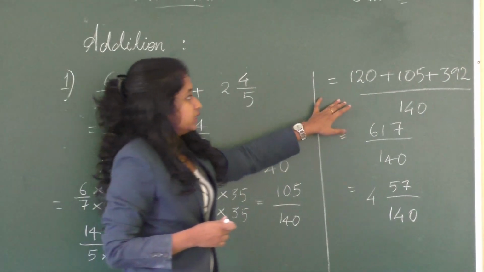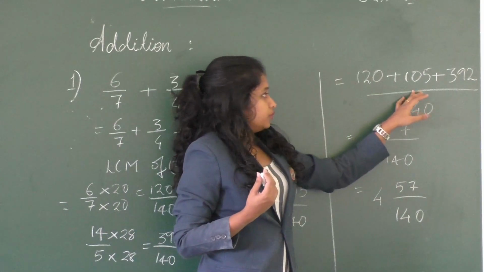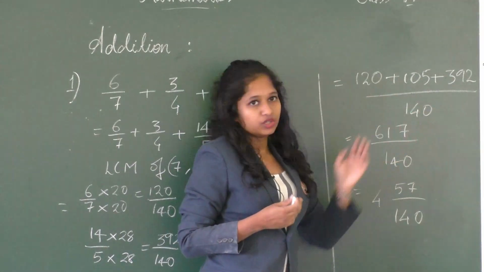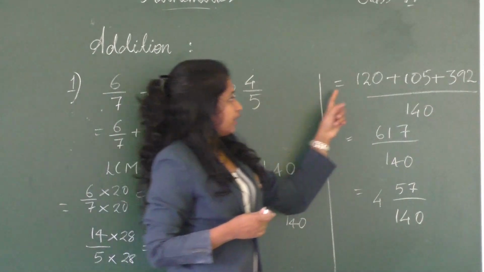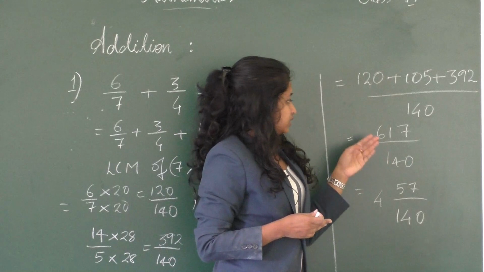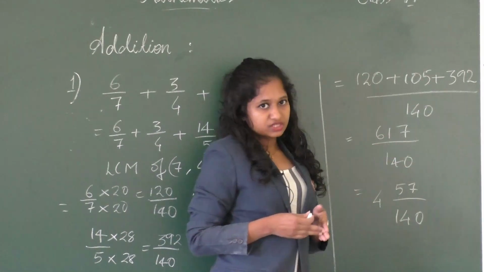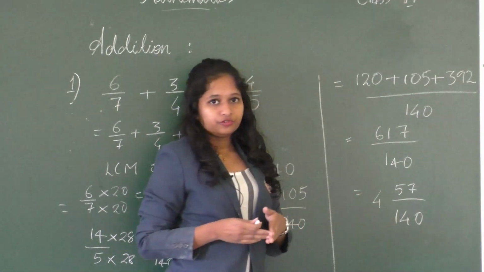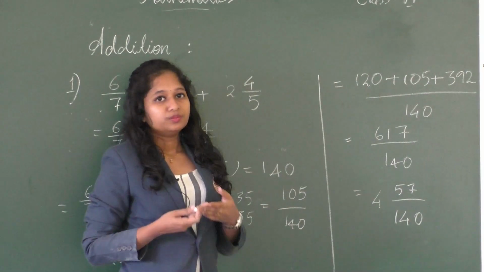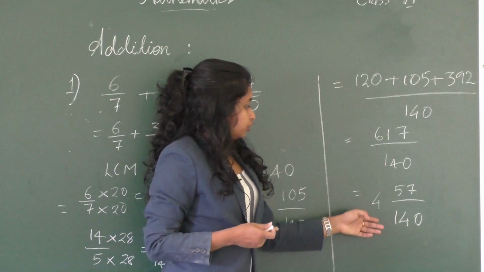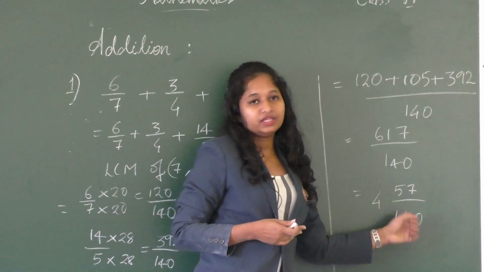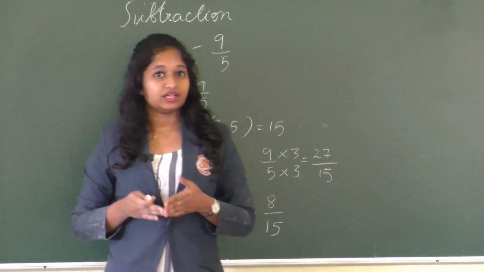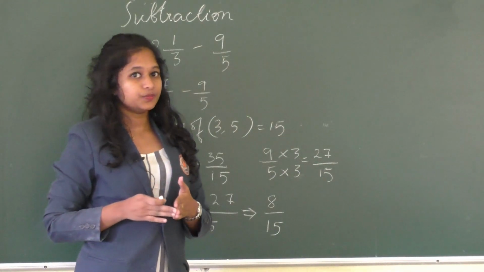So, 120 plus 105 plus 392 by 140. When you add all these numbers, we get 617. So, 617 by 140, when you convert to mixed fraction, we get 4 57 by 140. We learnt addition of like and unlike fractions, isn't it?